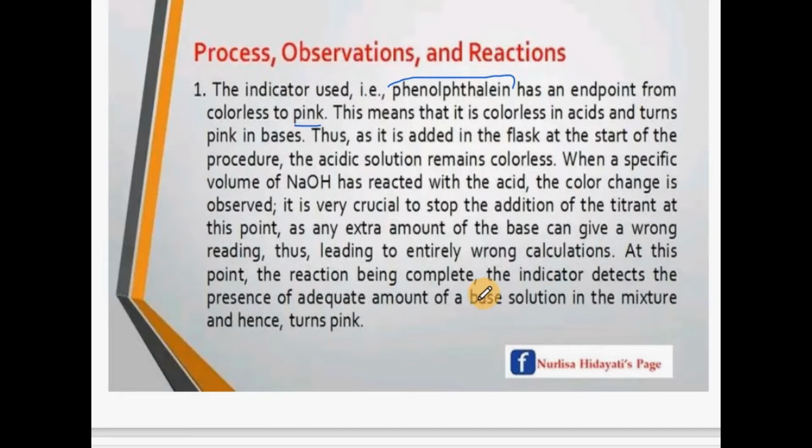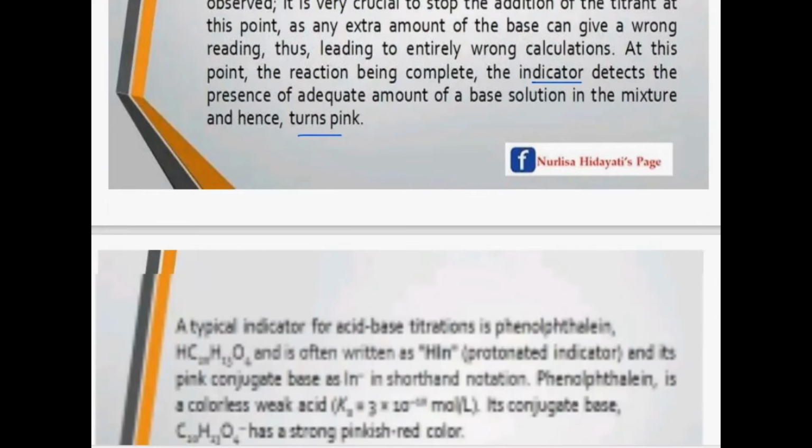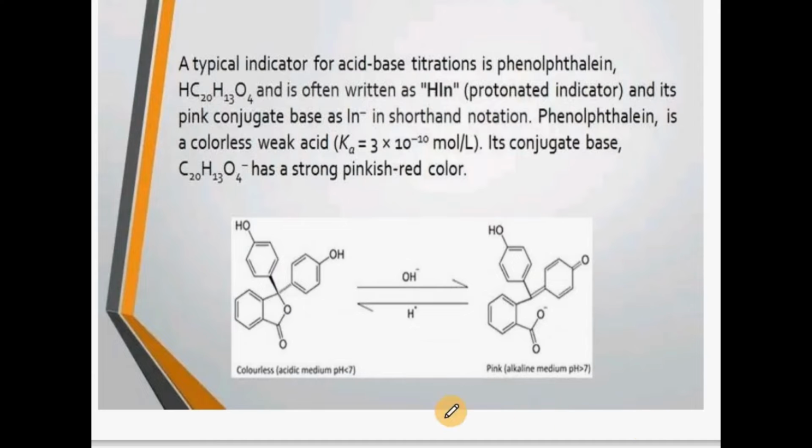Now the indicator detects the presence of the adequate amount of the base. As the color changes, the indicator tells you that you have enough base in the solution. So you must pause the titration when it turns pink. If you keep adding it, it turns deep pink, and that is going to give a wrong calculation. Now this is how the structure of phenolphthalein looks like.